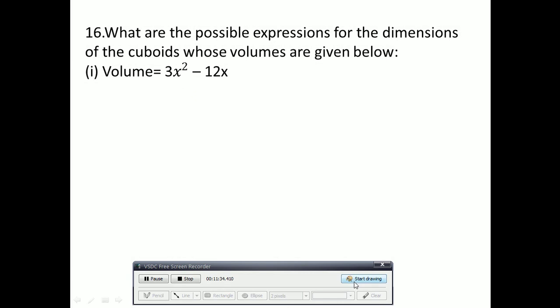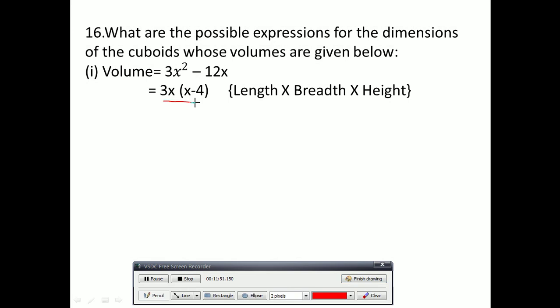Students, you can easily see in these two terms 3 is common, 3 and 12, 3 is common, x square and x is common. So we can take 3x as common. So what will be the remaining? x minus 4. Students, this is the product of three terms, 3, x and x minus 4. So we can take length as 3, x as breadth and x minus 4 as height.